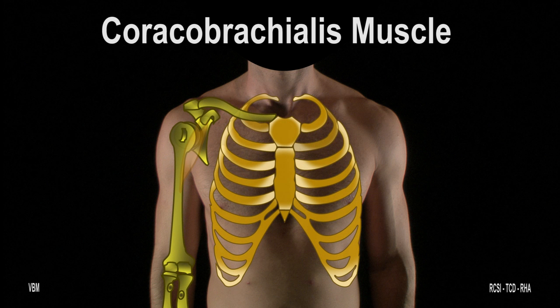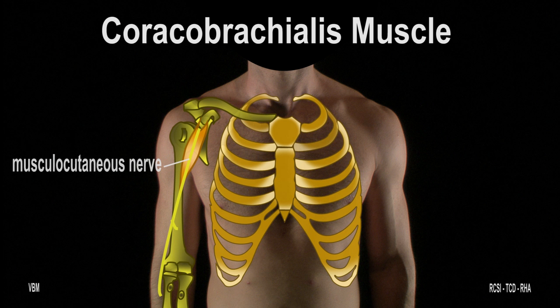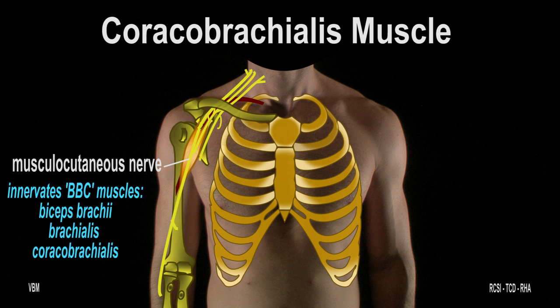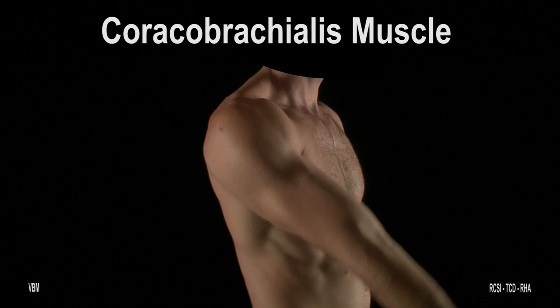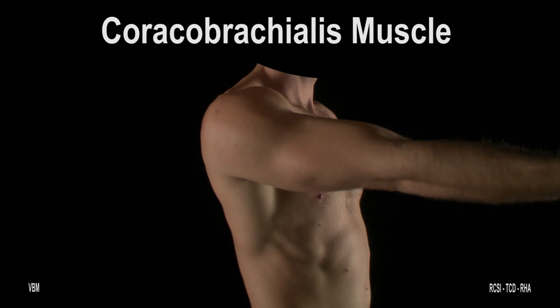Coracobrachialis muscle. The coracobrachialis muscle arises from the coracoid process of the scapula with the biceps brachii muscle. It inserts into the upper half of the medial border of the humerus. The musculocutaneous nerve that originates from the lateral cord of the brachial plexus innervates it and also runs through the coracobrachialis muscle. The coracobrachialis muscle flexes and weakly adducts the arm.